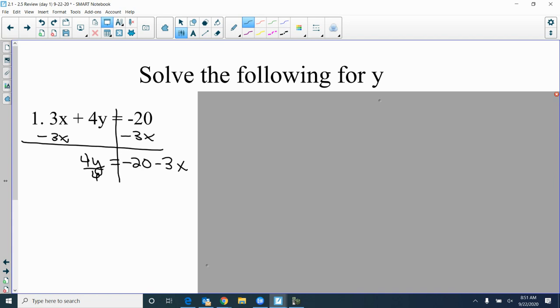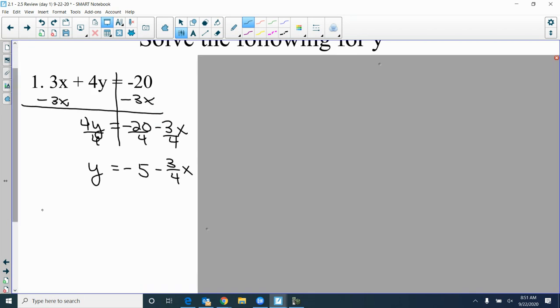When we do that, we're going to divide everything by 4. Now, if anything can be divided, I want you to divide it. So take a look, and if not, you leave it as a fraction. So y equals negative 5 minus 3x over 4. Yep, and you can also write that as 3/4 x.